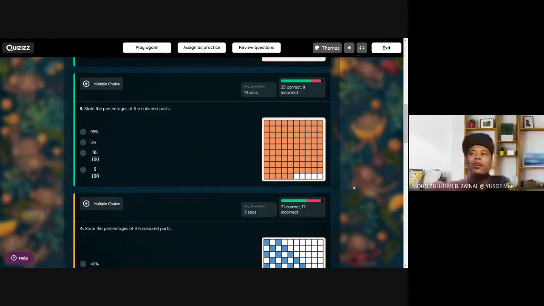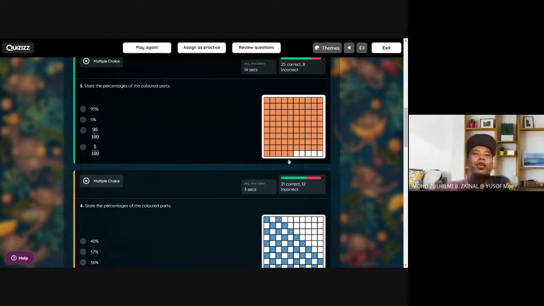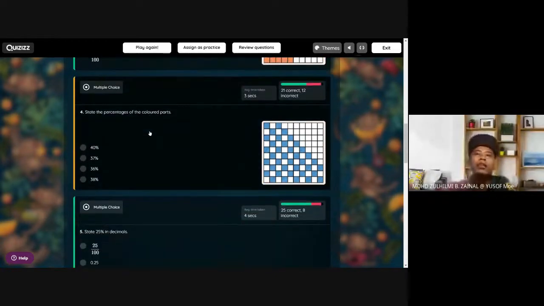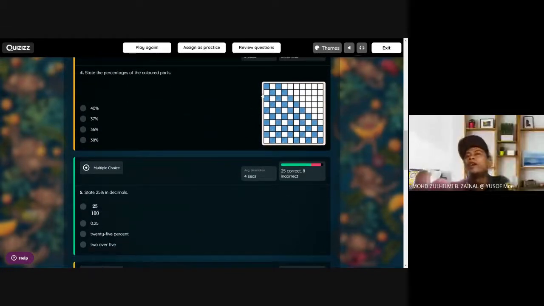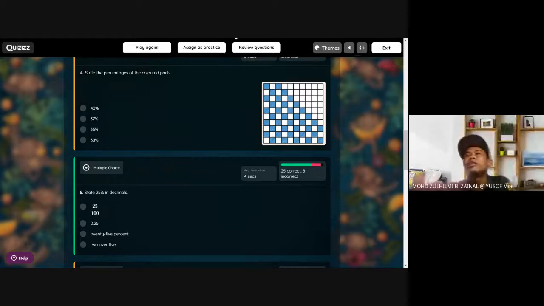Okay. Third question is easy, 95%. The 5% is uncolored, all the rest is colored, so 95%. Number 4, state the percentage of the colored parts. This is the kind of question that I mentioned.